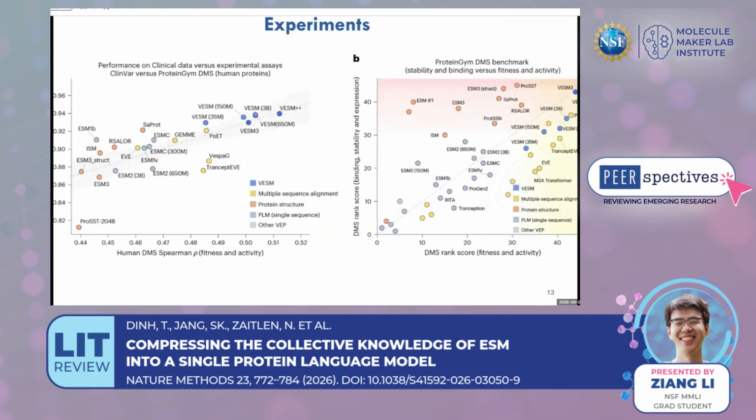And for the other experiments, they show that, for sequence-only models, their VESM model performs pretty well on these human DMS datasets on protein gene and also on the ClinVar datasets. And on other tasks such as stability and binding versus fitness and activity, they also performed pretty well.